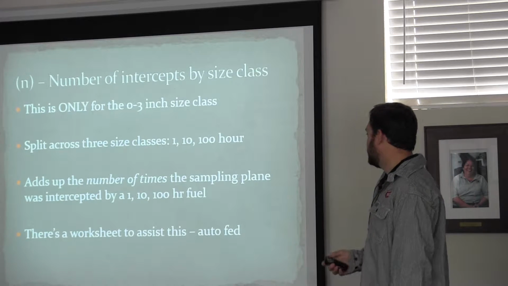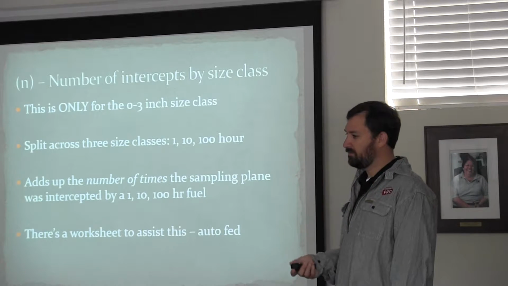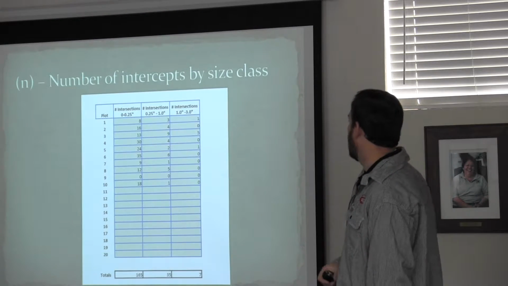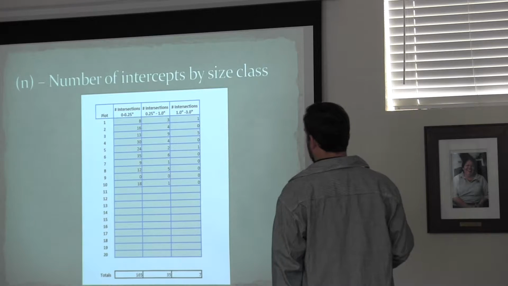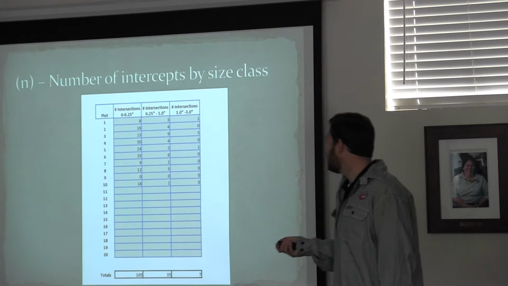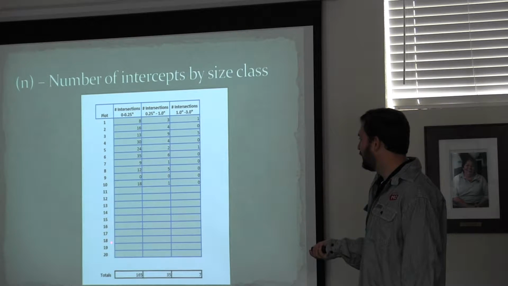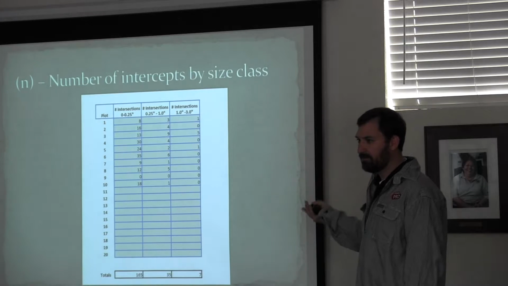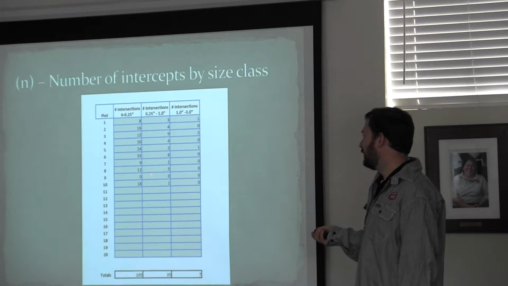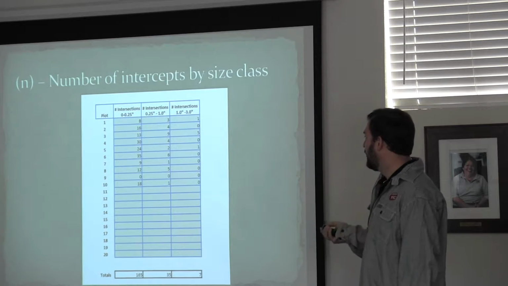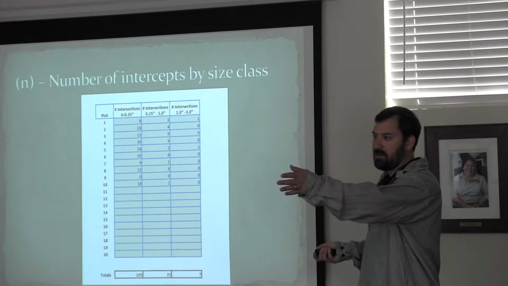And again, there's a worksheet to assist this. So there's an actual worksheet, which is this one. This is the worksheet in the product. And all you do is you have your plots on the left, and it's auto-filled for up to 20 plots. We did 8 in ours, but in this example there's 10. And this corresponds to your columns on your sheet.